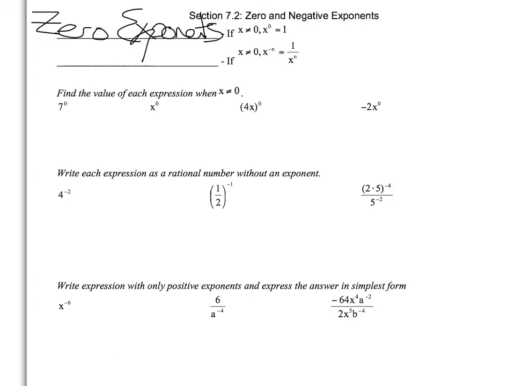And the next one, if you have something to a negative power, it says x to the negative n, what you can do to force it to be to the positive power is put it in the denominator. So it's going to be 1 over x to the n. And that's a property of negative exponents.